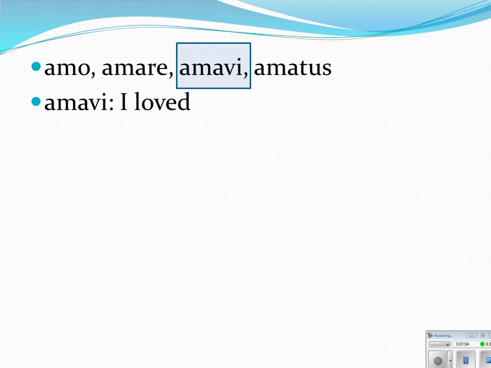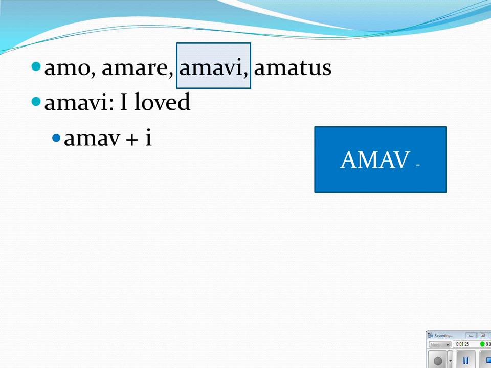So to make the perfect tense, you take your principal parts, amo, amare, amavi, amatus, and you're going to use the third principal part. This principal part, amavi, all by itself means I loved. It has two parts, a stem and an ending. Amav is the stem and i is the ending. That amav we're going to use to make all of the other forms of the verb. So to get the stem, you take the third principal part and take off the i.